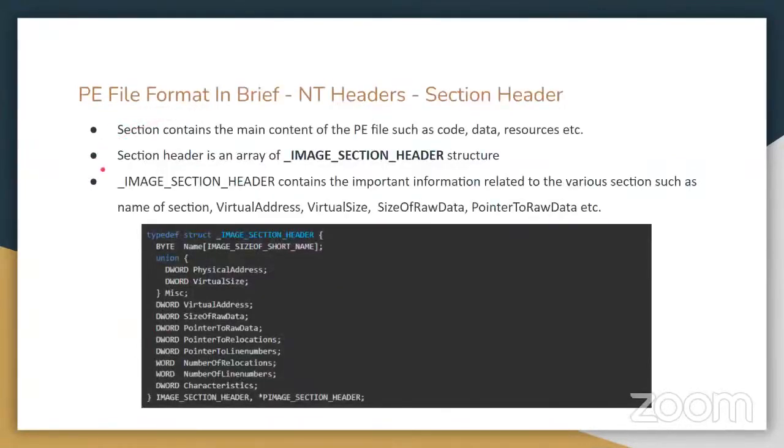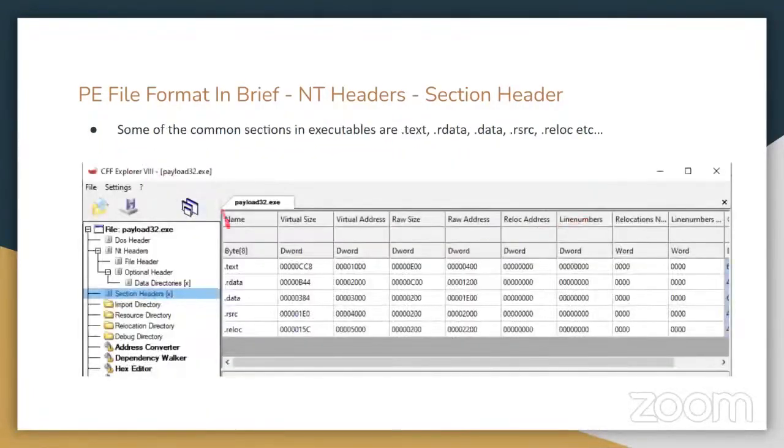The last header is the section header, which contains important information related to the sections, such as the name of the section, virtual address, virtual size, size of raw data, pointer to raw data, and so on. These are the common sections of executables: the text section, the data section, the resource section, and the relocation section.